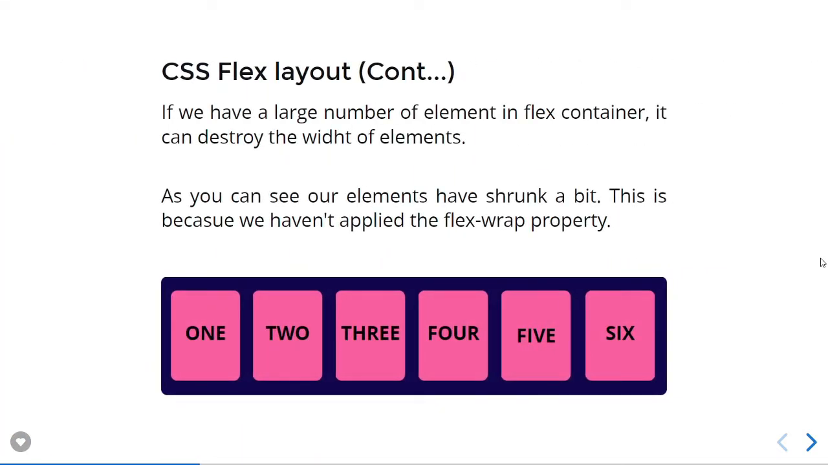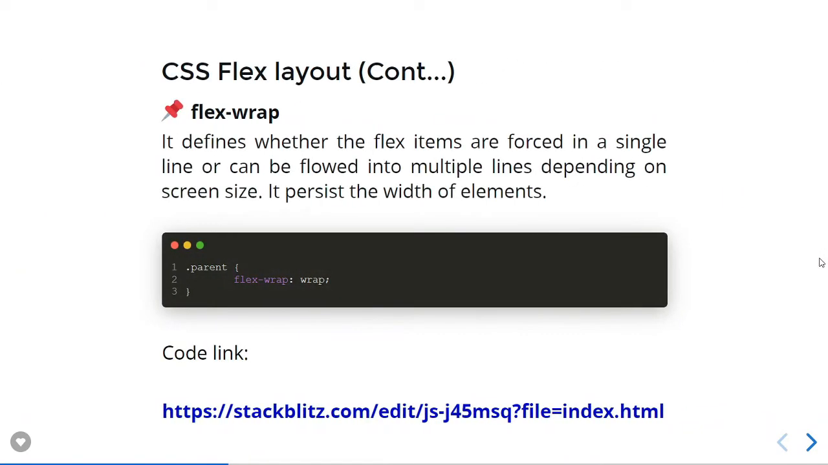If we have a large number of elements in a flex container, it can distort the width of the elements. As you can see, our elements have shrunk a bit. This is because we have not applied the flex wrap property. Flex wrap defines whether the flex items are forced onto a single line or can be wrapped into multiple lines depending on screen size. It preserves the width of elements. So we have used flex wrap on the parent.